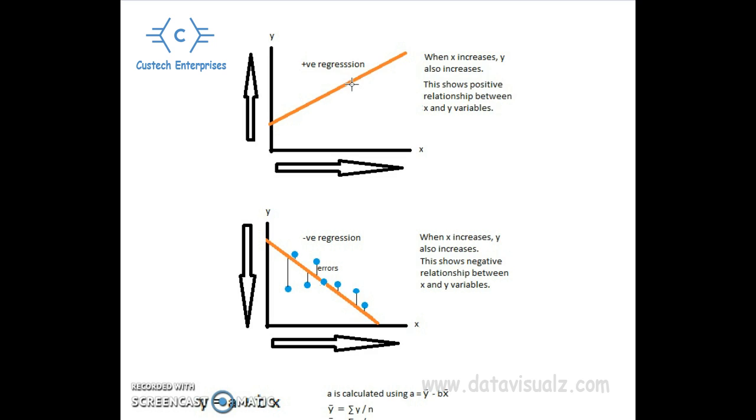Now, there could be another relationship that shows a negative relationship, meaning an increase in x would decrease y. You can see here, so this shows a negative relationship.